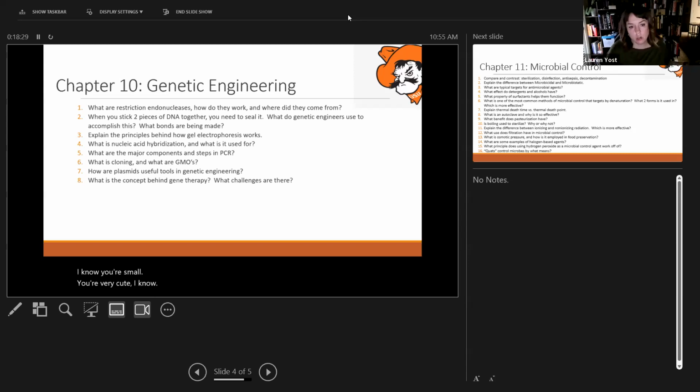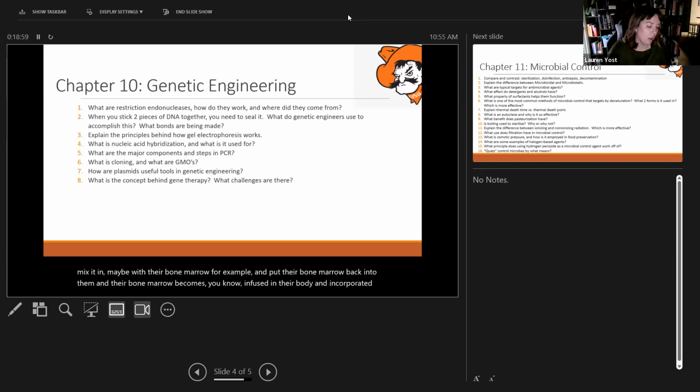Incorporating it into the host genome, and then it would become permanent if we could use that. Well, we take out the genes for HIV and replace them with whatever gene that person is having a problem with, and then mix it in maybe with their bone marrow, for example, and then put their bone marrow back into them, and then their bone marrow becomes infused in their body and incorporated back in their body, and it grows and it spreads, and supposedly will spread this throughout the entire body.